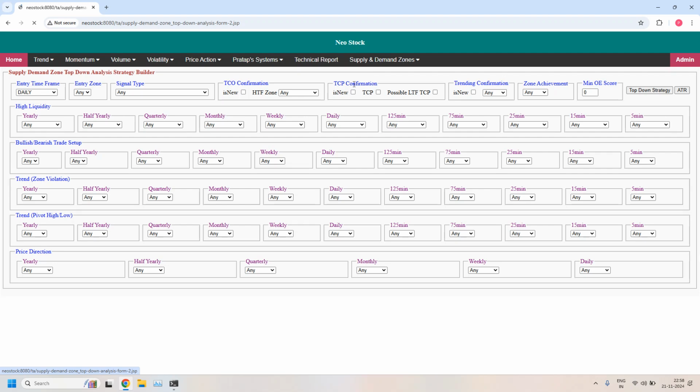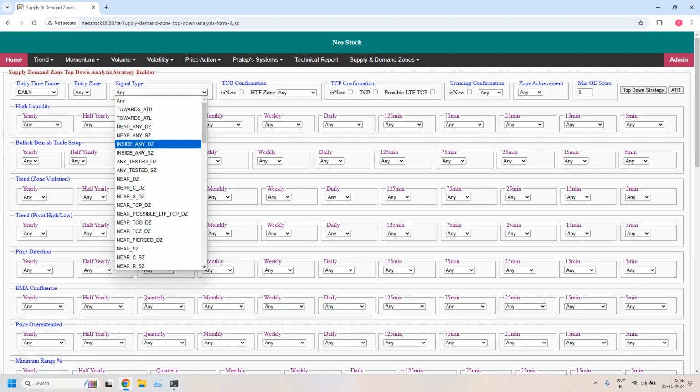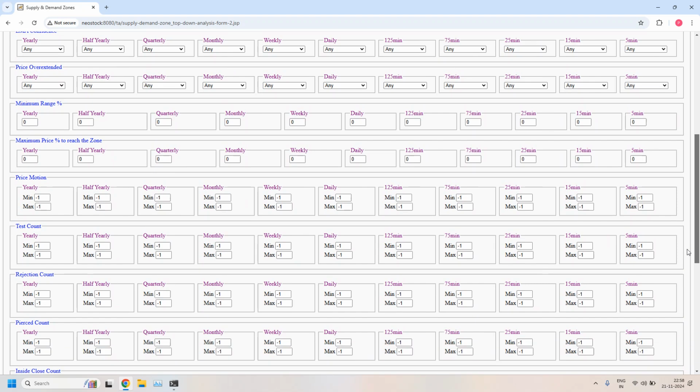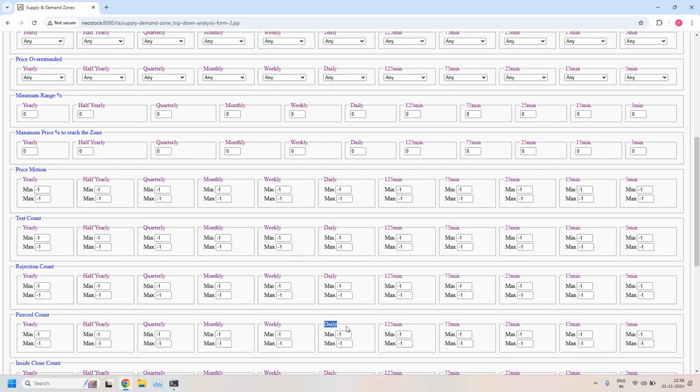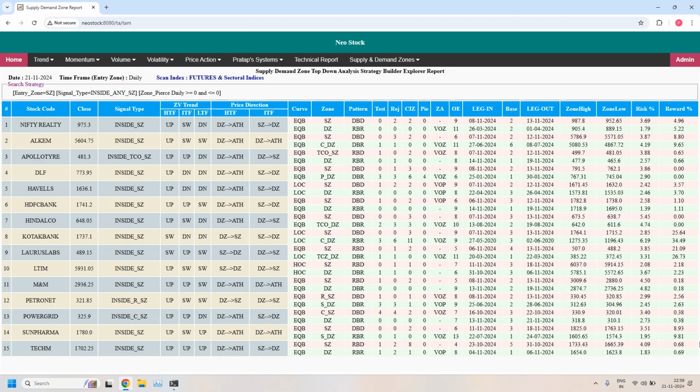Daily time frame. Price closed inside daily supply zone, and these daily supply zones should not be pierced. So in the pierced count, daily time frame, minimum value I am setting 0, maximum value I am setting 0. With this filter, we got 15 stocks. Currently price closed in these daily supply zones.